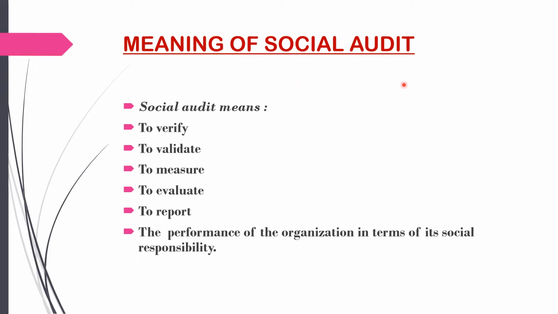Just as I maintain the cost records, just as I maintain my financial records, so do I maintain my social audit. I have to verify, I have to check, I have to validate. Validate means to make out whether this certain statement has actually taken place. I have to measure how much work have I done. I have to evaluate, is it done properly? Is it just fitting for the needs of the people to whom it was meant for? And then I have to report.